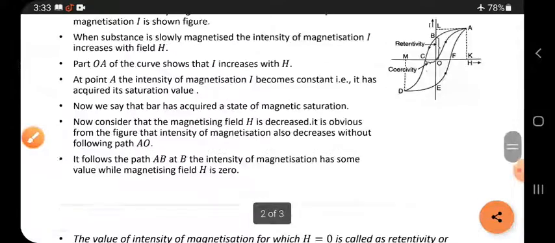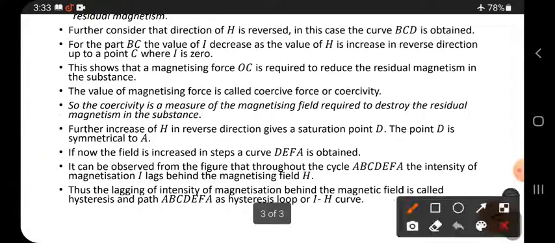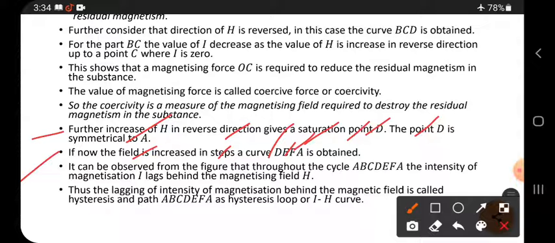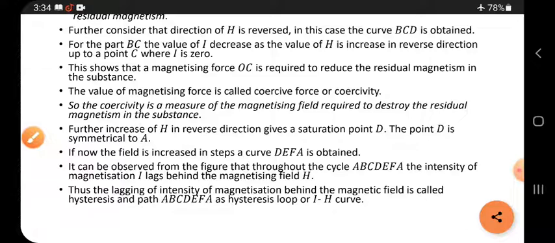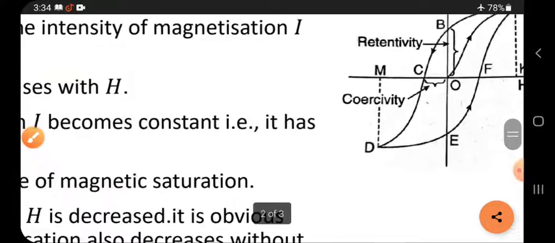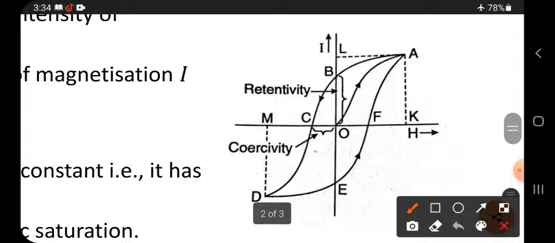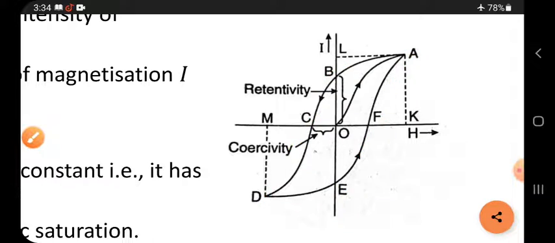Further increasing the H value in the reverse direction gives a saturation point D, which is symmetrical to A. If the field is increased in steps, the curve DEFA is obtained, as I have just shown. Next, it can be observed from the figure that throughout the total cycle, which was A, B, C, D, E, F, A, so it is a total cycle.